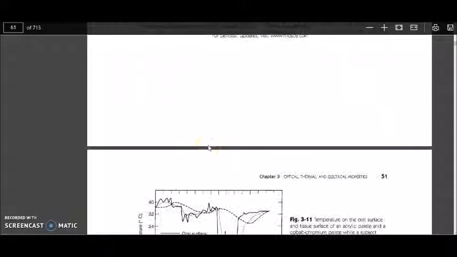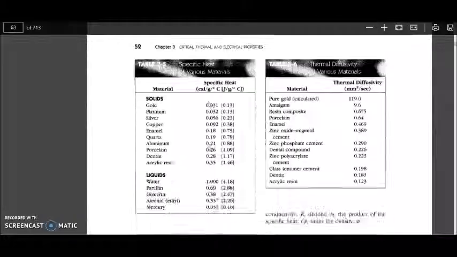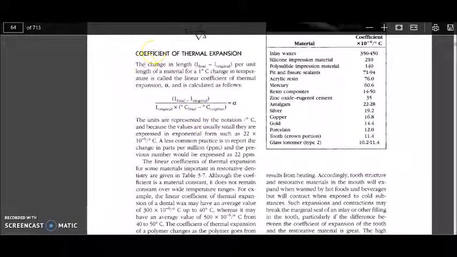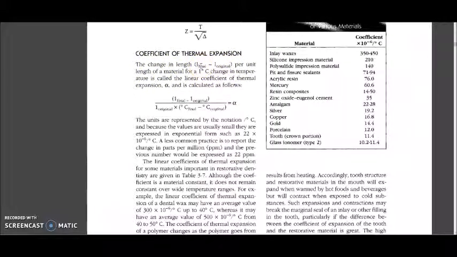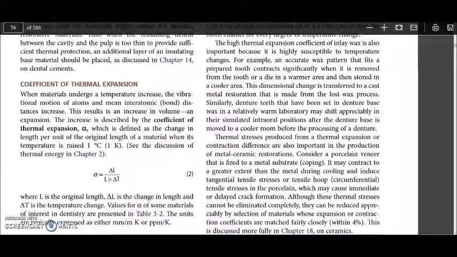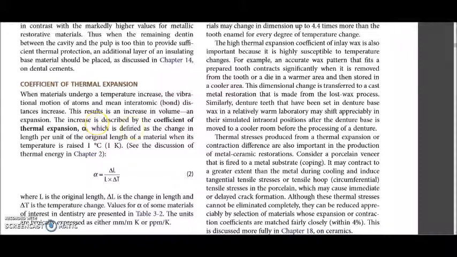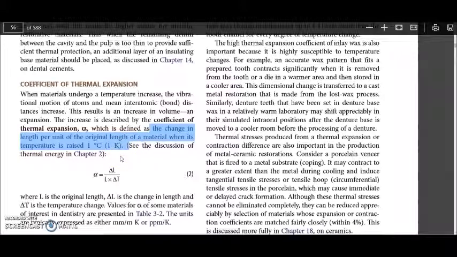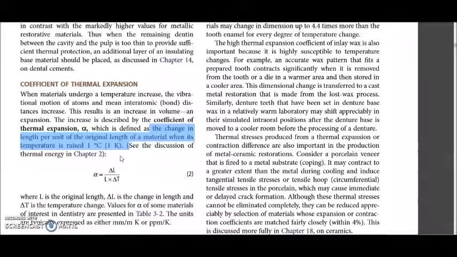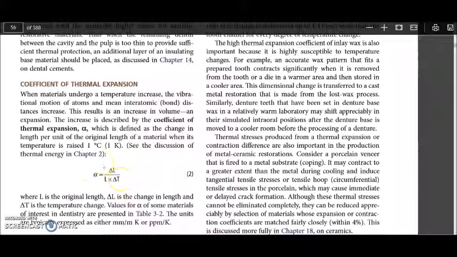Now let's see how it is defined in Craig's dental material. It is a change in the length per unit length of the material, which is change in length divided by original length of a material for 1 degree centigrade change in temperature, called linear coefficient of thermal expansion. So it basically deals with change in length of the material with change in temperature. In Phillips, the definition given is the change in length per unit of original length of a material when its temperature is raised by 1 degree centigrade or 1 Kelvin. And this is the formula of coefficient of thermal expansion.